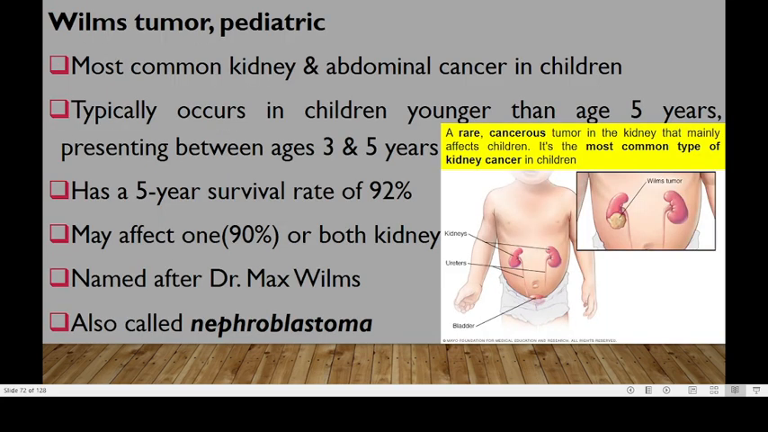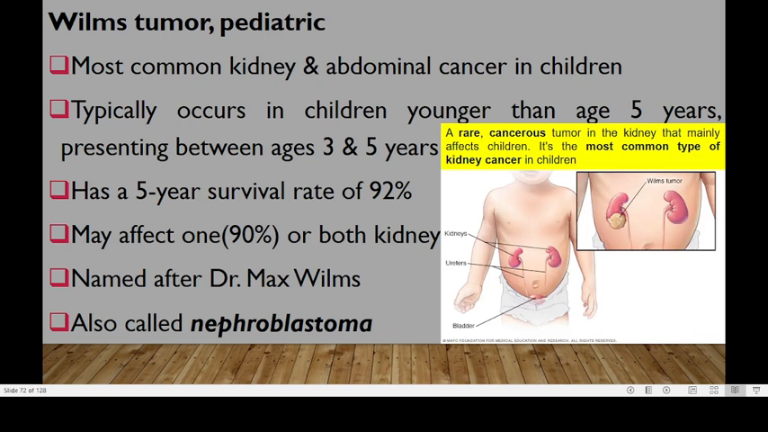So we're going to look at one of the emergencies in urology, and this is the Wilms tumor. It's the most common kidney and abdominal cancer in children, right? Actually it is the most common pediatric renal malignancy. It typically occurs in children younger than age 5, mostly affecting those between 3 to 5 years. It has a 5-year survival rate of 92%.